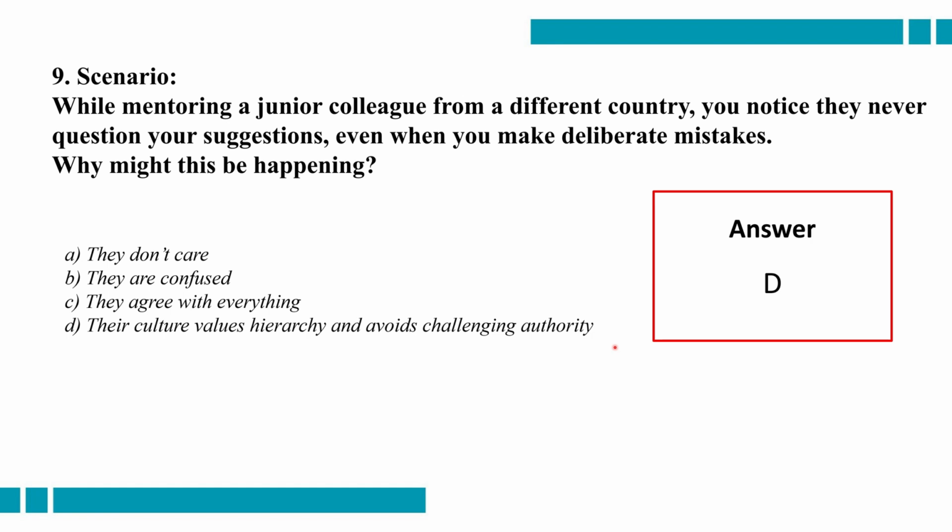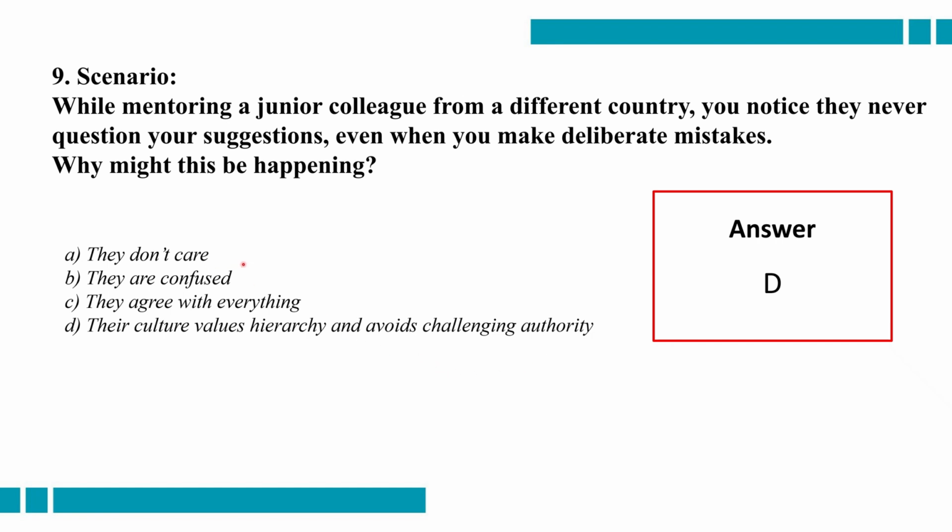So the answer is option D, their culture values hierarchy and avoids challenging authority. Why? In many cultures like Japan, India, or some Middle Eastern countries, people are taught to respect authority and avoid direct disagreement with seniors. A junior may remain silent or agree outwardly even if they see mistakes, because questioning a mentor could feel disrespectful in their culture. So, as a mentor, you should encourage open dialogue and make it clear that feedback is welcome. This shows awareness of hierarchy in intercultural communication and helps you build trust with your mentee.